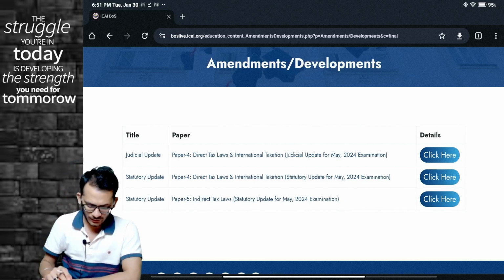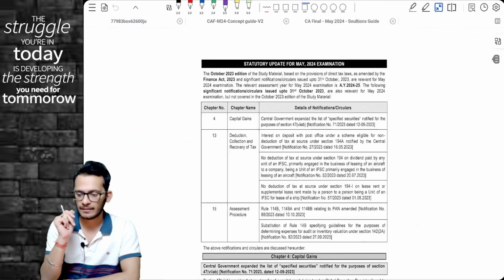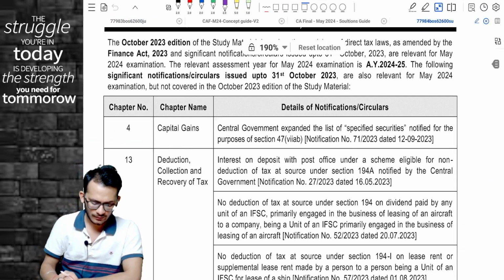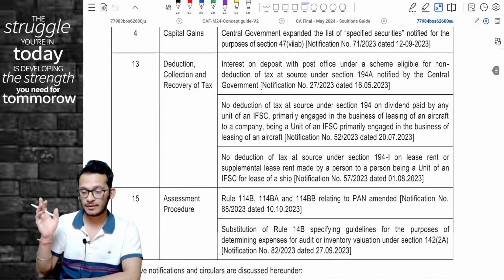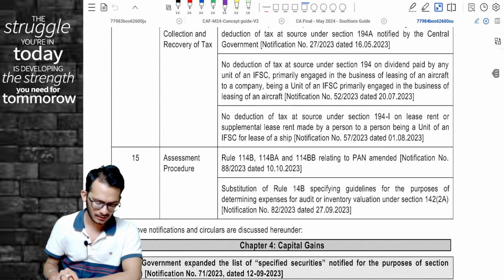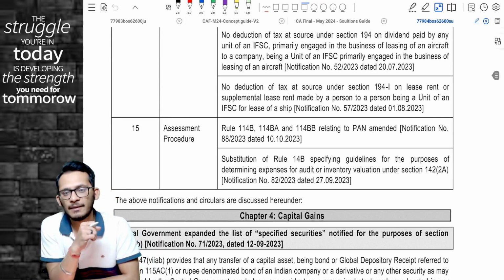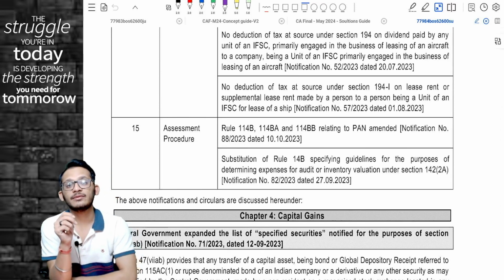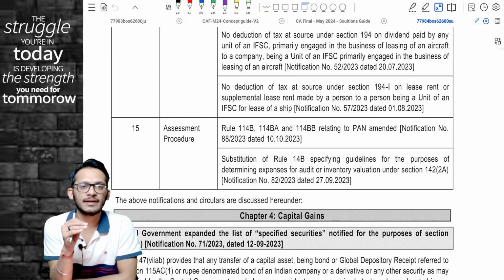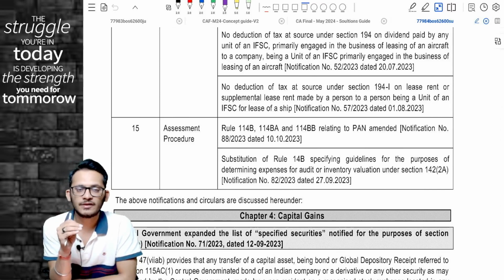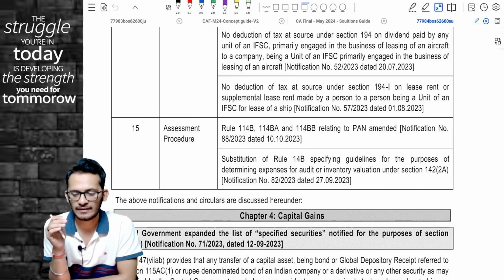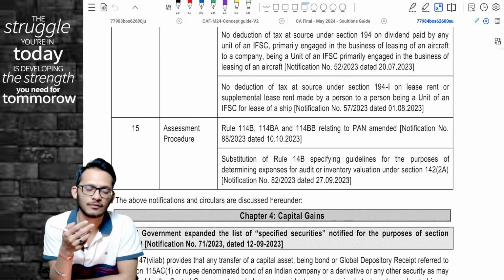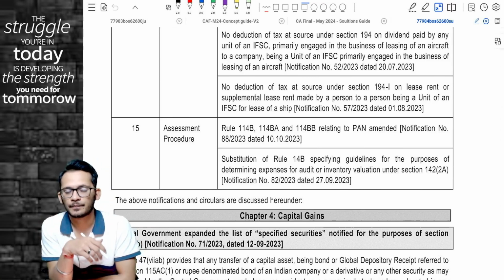Now, if you go into the statutory updates, you will find various amendments showing. They have also clarified which amendments and which chapters they are from: chapter number 4, chapter number 13, chapter number 15. Let me clarify this to you. The amendments you see here are only those which ICAI could not incorporate in the study material which they launched. Which means after the material was launched by ICAI, if there were any changes by way of circulars, notifications or any other amendments, that is what is notified here.